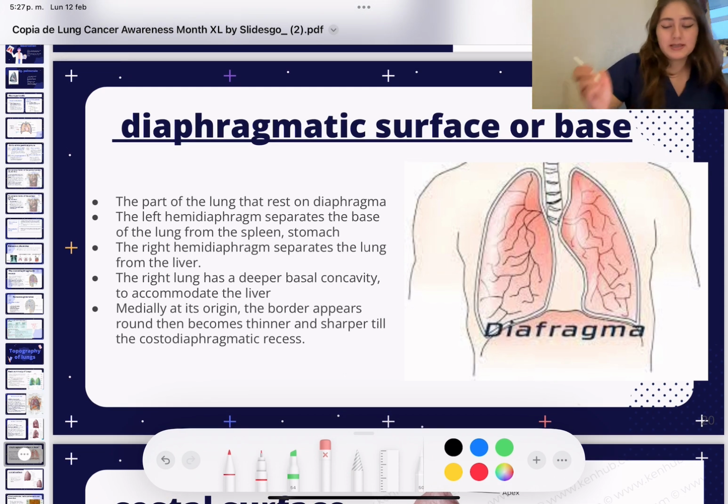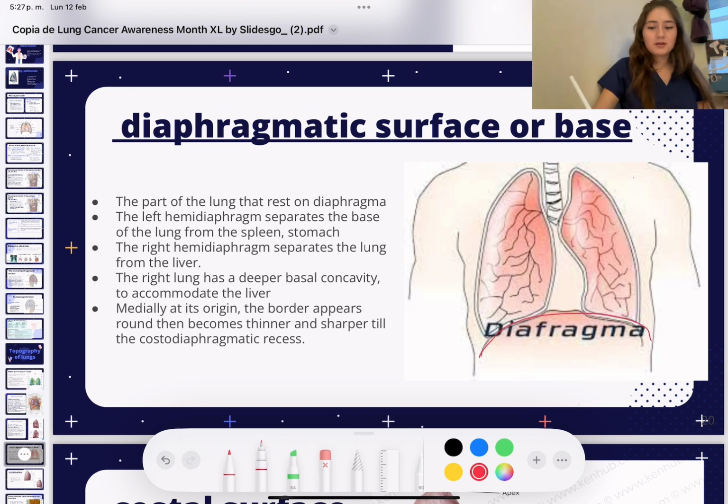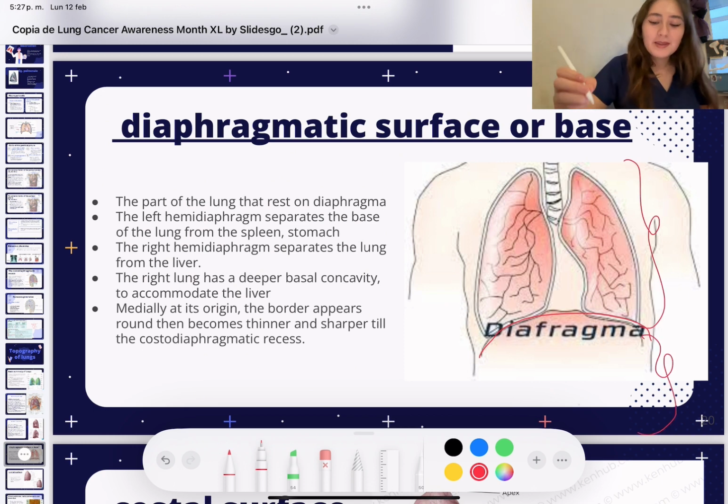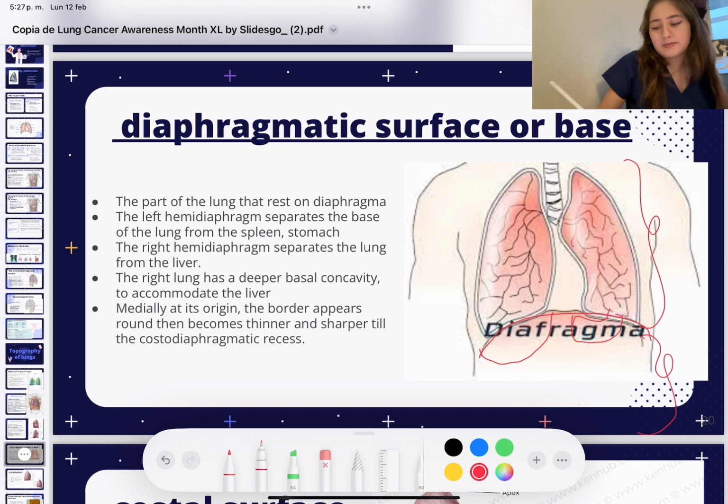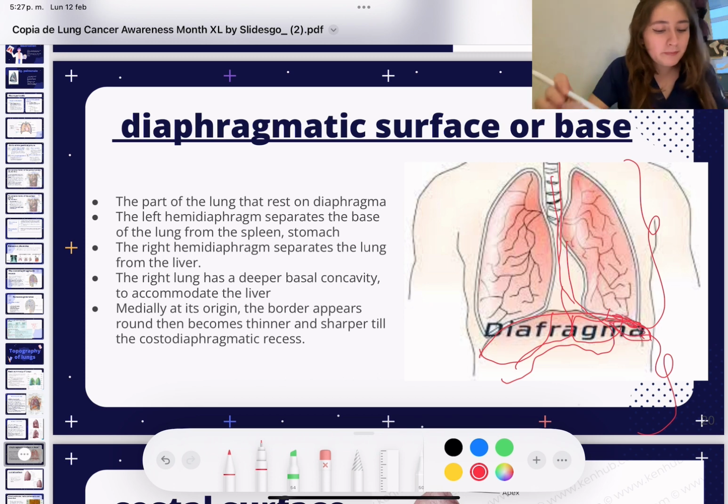The diaphragm separates the thoracic cavity from the abdominal cavity. On the right side will be the liver, and on the left will be the stomach with the esophagus, duodenum, stomach, and the spleen somewhere here. This is the part of the lung that rests on the diaphragm.